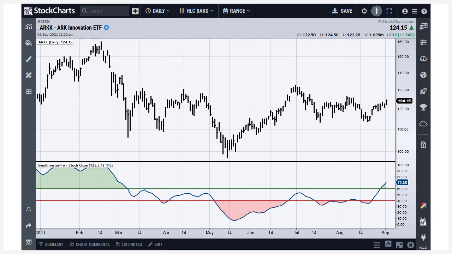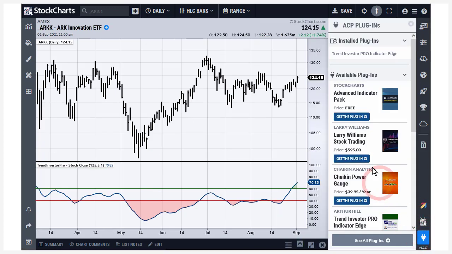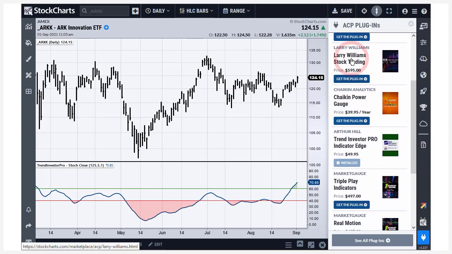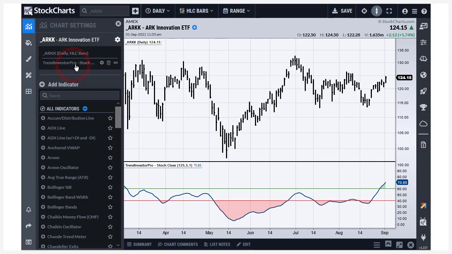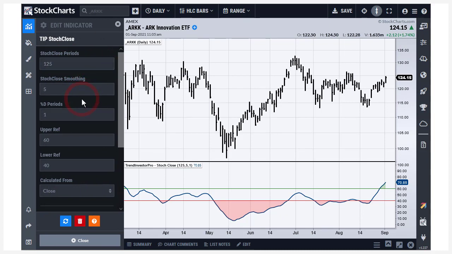Now, as far as this StochClose indicator and getting access, if you go down to the right-hand corner, you click on the plugins icon, and there you can see the plugins available for StockCharts ACP. And then over on the upper left, there are the chart settings, and you can change the settings if you want. But my sweet spot when it comes to trend following indicators is this 3 to 6 month time frame.